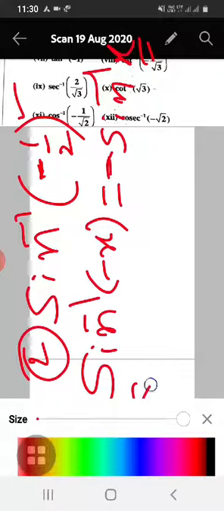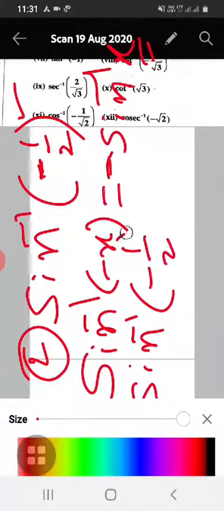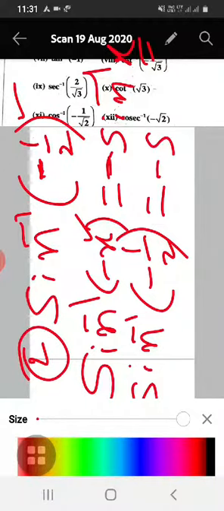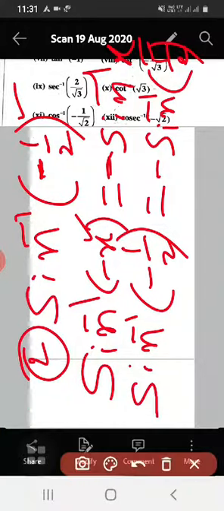According to that, what should I write? Sine inverse of minus half. In place of x I have half. So I can write this as minus sine inverse of half. So I can show here.